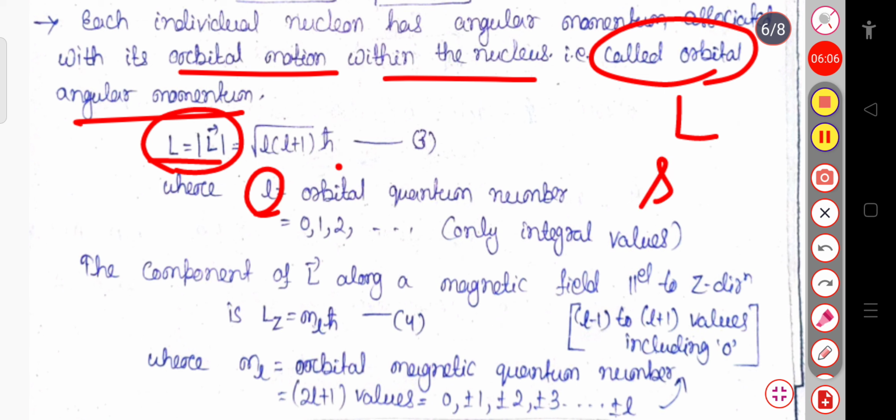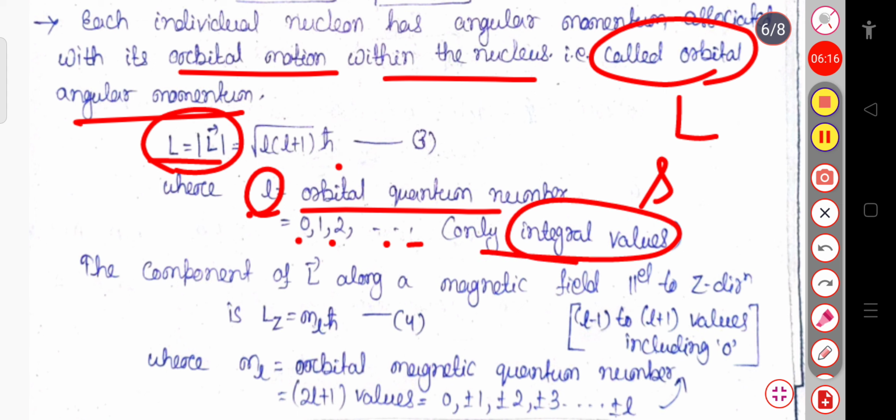Similarly, small l represents the orbital quantum number, and it has the values like 0, 1, 2, 3, 4 and so on. Only the integral values exist here, and it starts from 0, so 0, 1, 2, and so on, up to infinity. So only the integral values exist for l, that is the orbital quantum number.